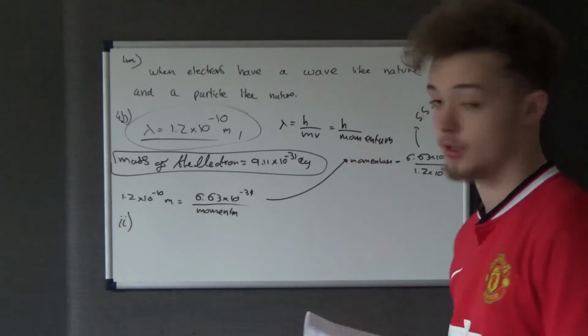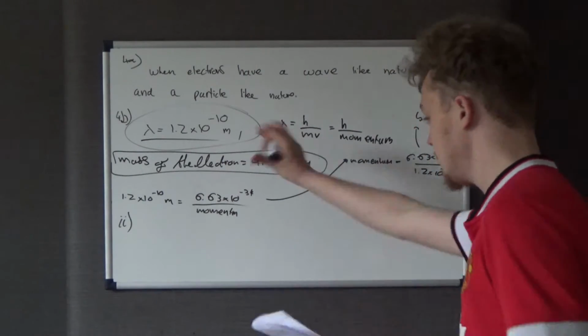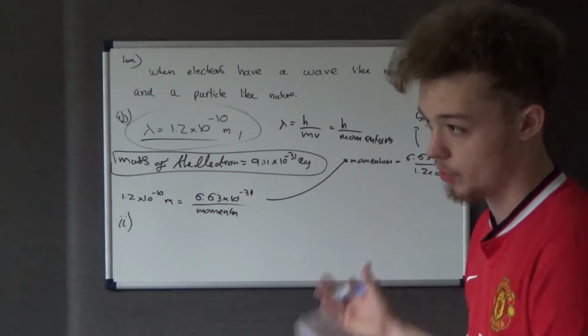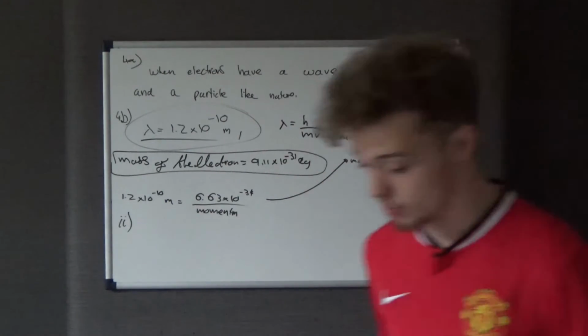I probably shouldn't have done that until the second part. It's asked us to calculate the speed of such an electron. So we don't need to do all this calculation again because we've already done it. Well, you could, and it depends how much of your life you actually want to waste.